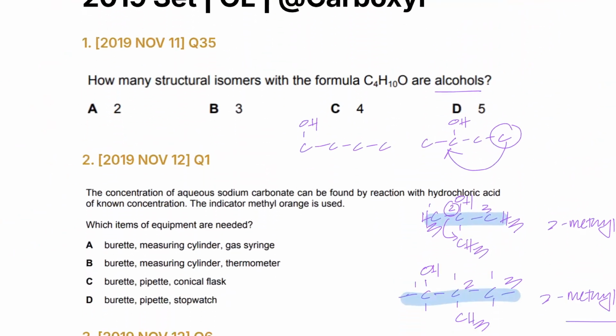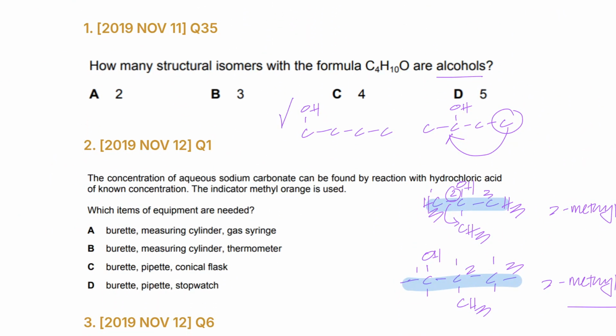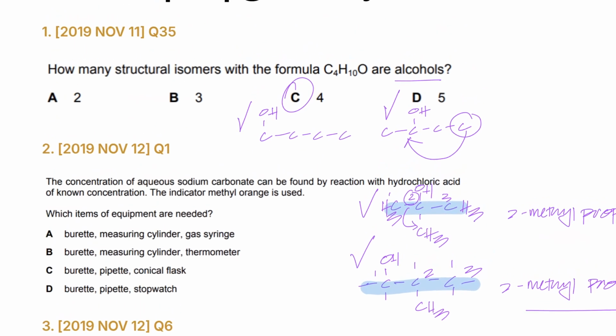That's it. So in fact, that's 1, that's 2, that's 3, that's 4. Done. So you have 4 structural isomers of butanol, right? This is butan-1-ol, that's butan-2-ol, that's 2-methyl propan-2-ol, that's 2-methyl propan-1-ol.